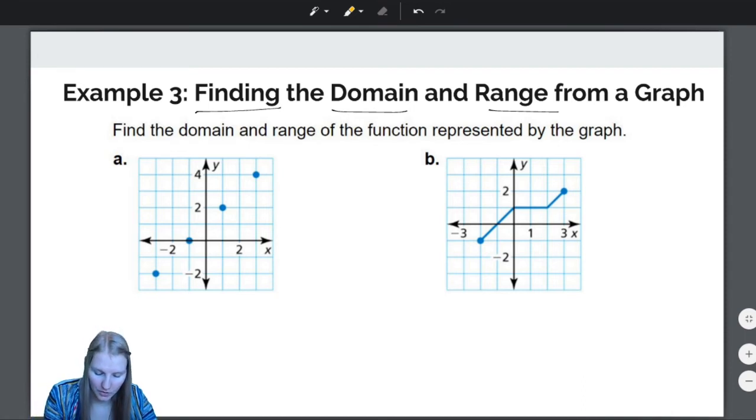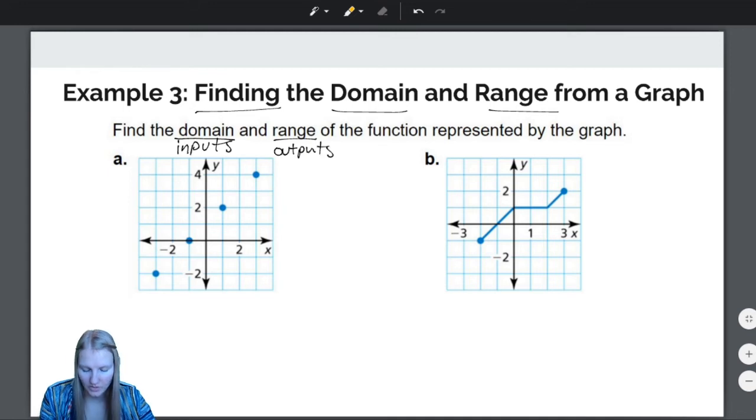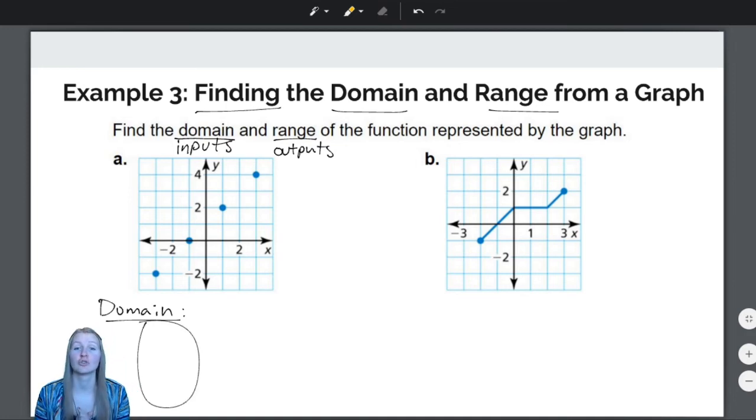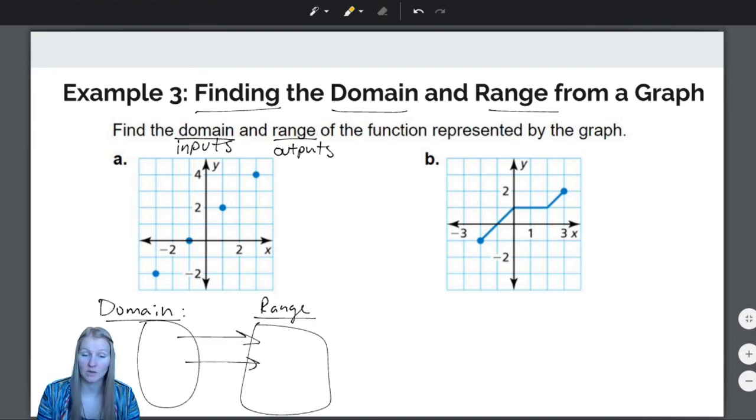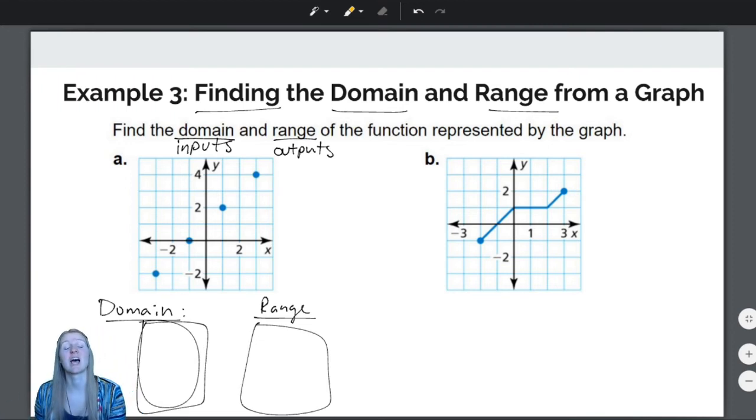Well, remember, domain is my inputs and the range is my outputs. So when they say find the domain, what they mean is they want you to list what are the numbers in your domain and what are the numbers in your range. So it's kind of like the boxes that we made with the arrows before. What is inside of your domain box and what is inside of your range box?